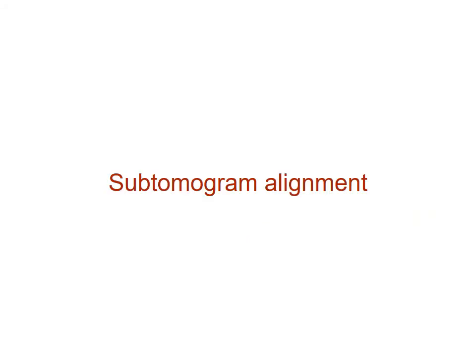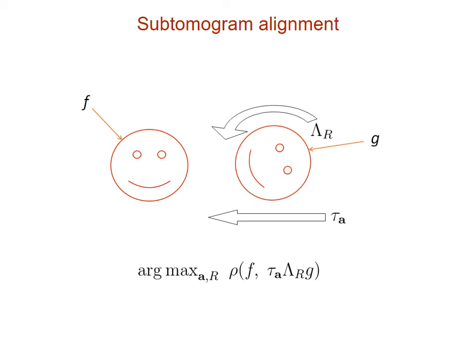Another very important type of work we have been doing is on subtomogram alignment. Given two subtomograms, which are basically 3D images, the alignment of subtomograms is to find the optimal rotation and translation of one subtomogram, so that the structures inside these two images can achieve maximum overlap.